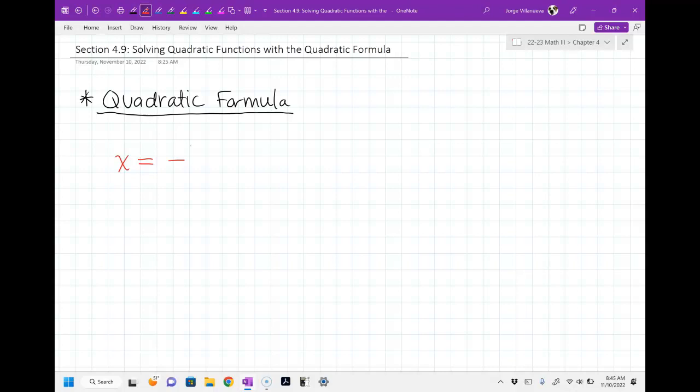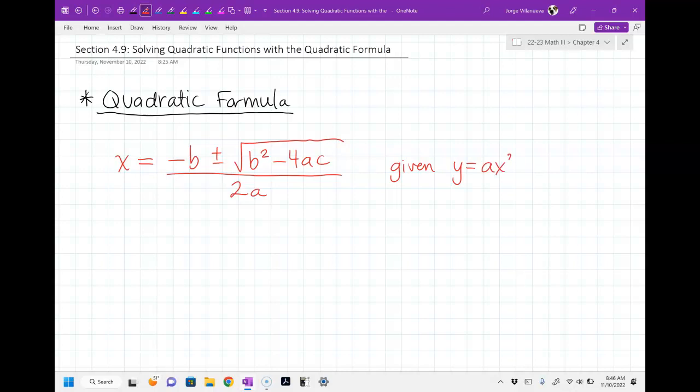x equals negative b plus or minus the square root of b squared minus 4 times a times c, divided by 2 times a. Now the ABCs come from your formula, right? So this is the formula given: y equals ax squared plus bx plus c.